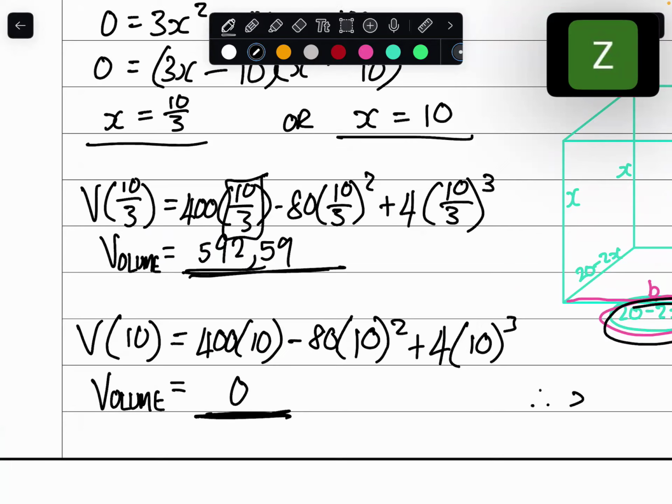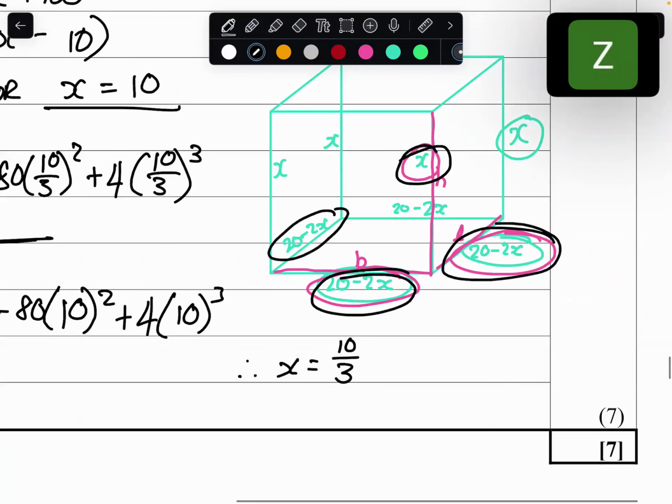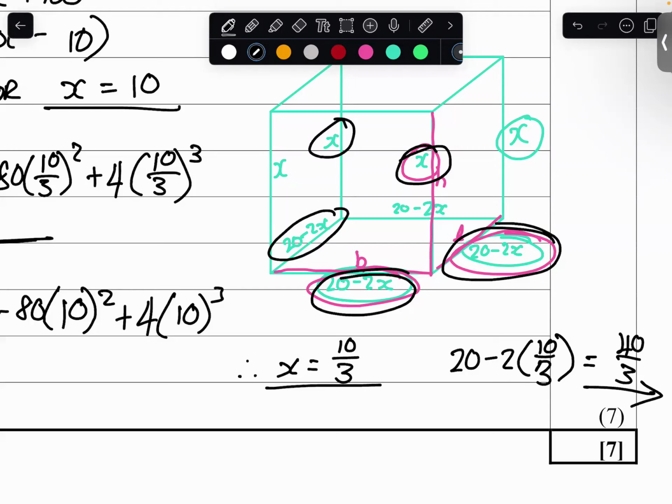So therefore, x must give me 10 over 3. And we need the other dimension as well, which was this one. So the x value must be 10 over 3. The other dimension value is 20 minus 2 into 10 over 3, which gives me 40 over 3. So the dimensions have to be 10 over 3 and 40 over 3.